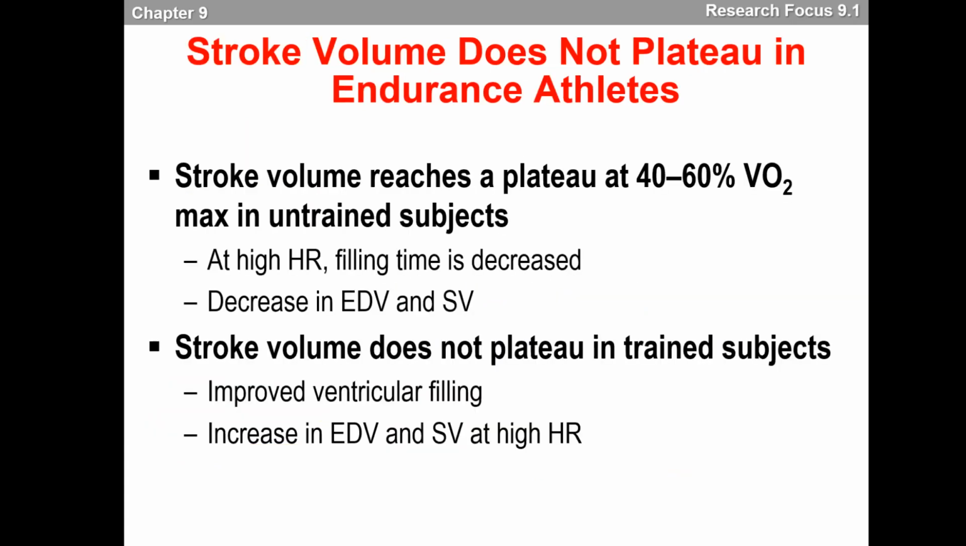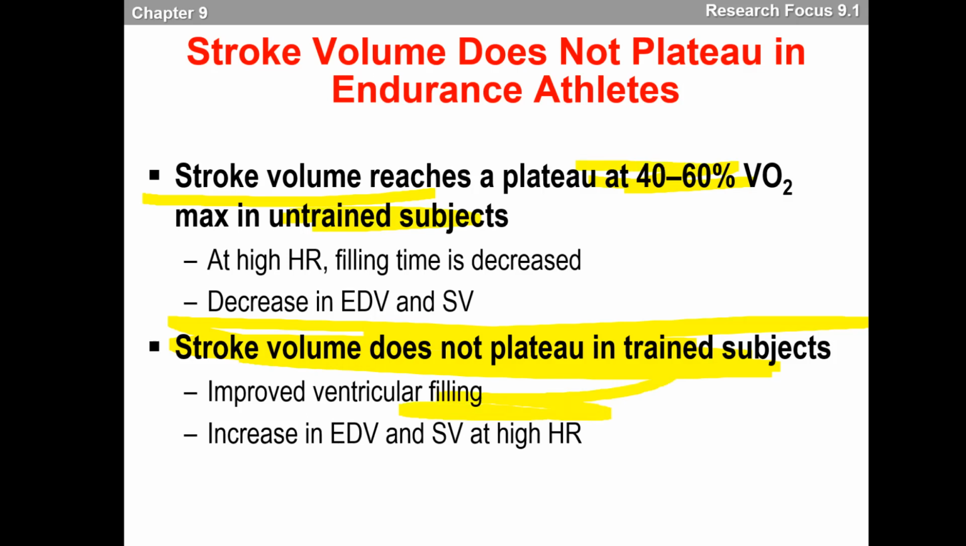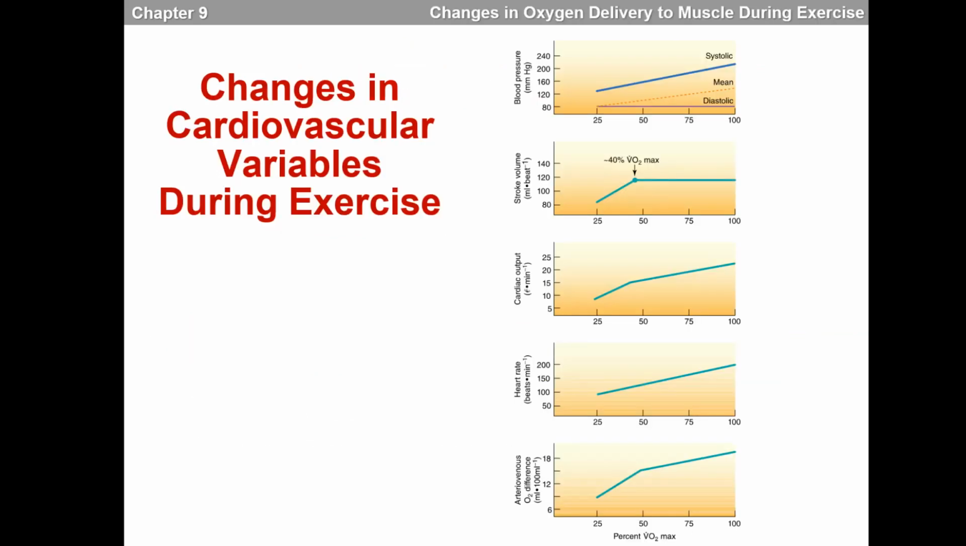So stroke volume once again, 40 to 60% in untrained subjects, and it does not plateau in trained subjects. Sorry. So in untrained subjects, it plateaus at 40 to 60, and in trained subjects, it does not plateau. Here is an example.